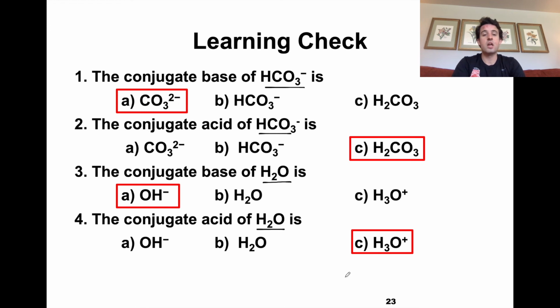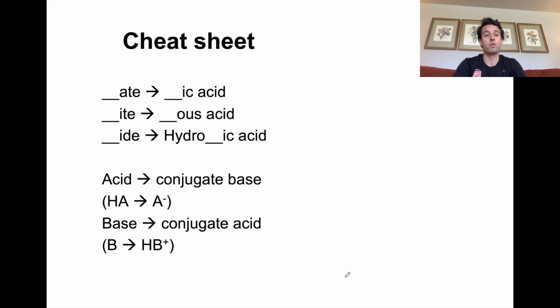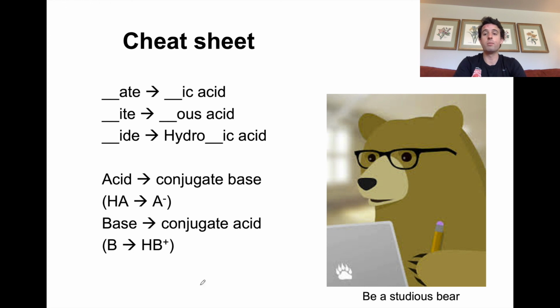All right, guys, I'm going to leave you with this. This is a cheat sheet of everything we've learned so far. So hopefully by now, you'll know that if you start with ate, ite, or ide, how to name those acids. And you will know that to go from an acid, you form a conjugate base. And what you do is you'll have a proton and you remove one proton. If you have a base going to a conjugate acid, you'll start with a chemical and then you'll add an H to it. This is a good thing to copy down if you want to become a studious bear.